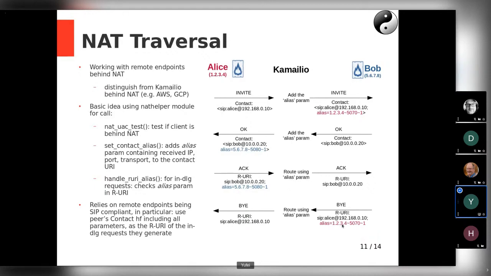The in-dialog request from the other direction is basically the same. It copies the peer's contact header into the request URI and then sends it to Kamailio. Kamailio will use this alias IP to route to Alice. Here, I've omitted a lot of details, so I have a link for the example at the end of the slides. You can have a look.